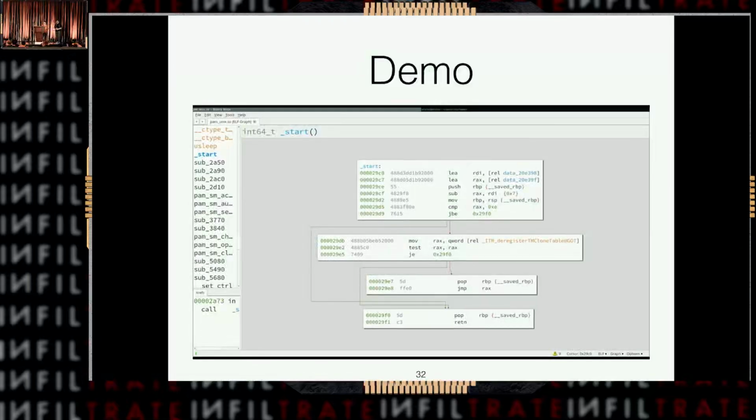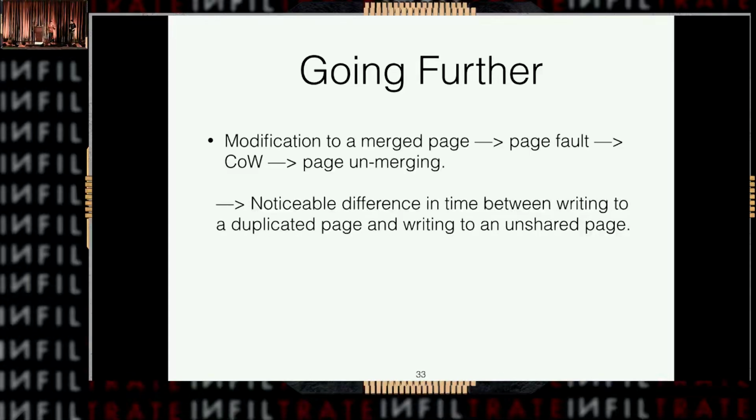To demo. Okay, so going further. Now that we successfully have a Rowhammer attack that gives us access to the victim VM, there are a few things that could be enhanced. First, recall that when we try to write on a merged page, it triggers a page fault. And the page fault will be handled by the kernel, and the kernel will do a copy on write in order to unmerge the pages.